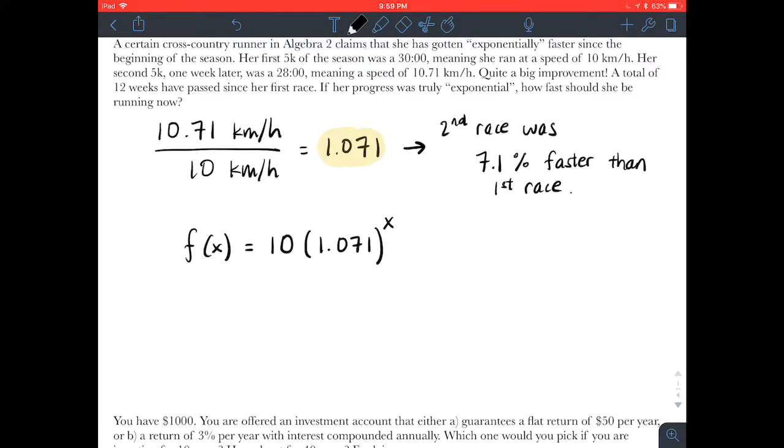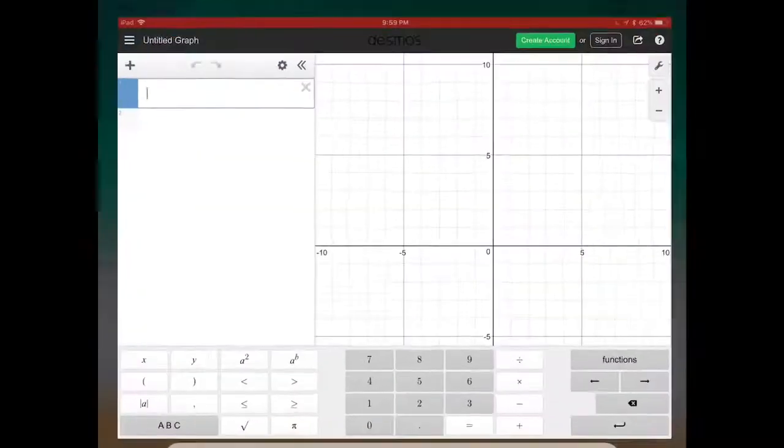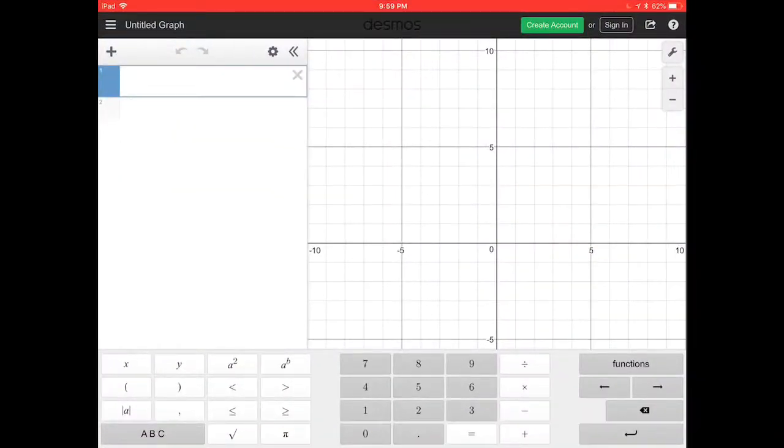So now we can graph this and see what would happen after 12 weeks. You could also plug this into your calculator and find f of 12. So find what her speed is equal to when we plug in 12. 10 times 1.071 to the power of 12. But let's plug it into Desmos and see what we get. Here we have 10 times 1.071 to the power of x.